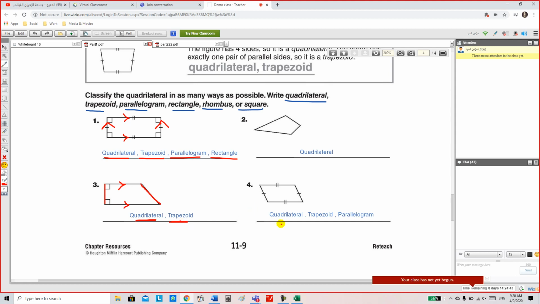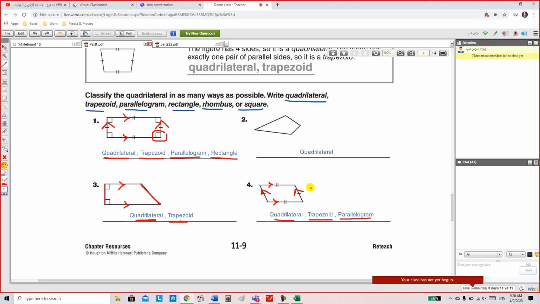The next one, we have four sides, so it will be quadrilateral. At least two opposite sides are parallel, so we can say this is trapezoid. And then each two opposite sides are parallel. Yes, we have each two opposite sides parallel, so it will be parallelogram. Can we continue to reach rectangle? No, because there is no right angle like that. There is no right angles here.